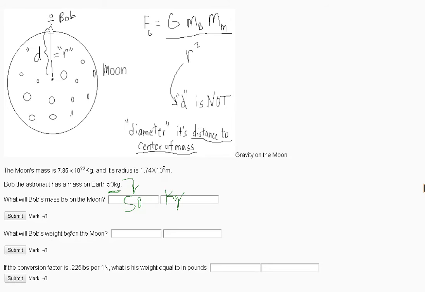What will Bob's weight be on the moon? Now weight is always in newtons. So where's he going to get his newtons? He's going to get his newtons from the force of gravity. And the force of gravity, of course, is solved by doing the long version of that equation right there. Everything you need is given.